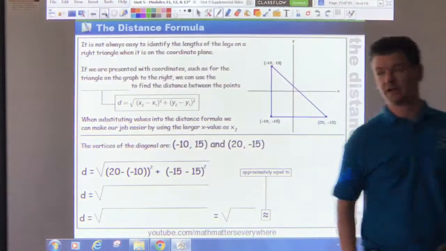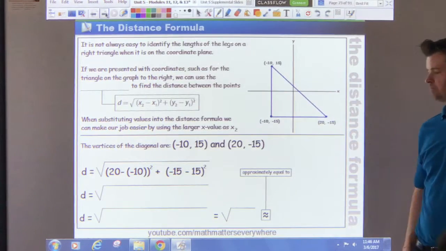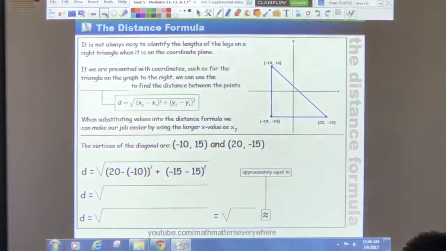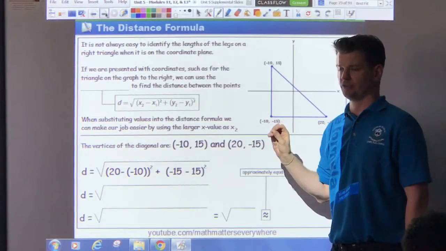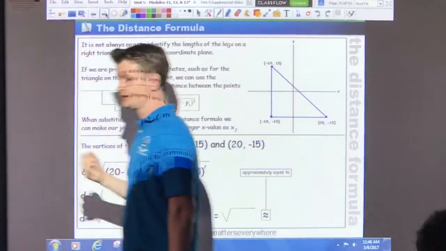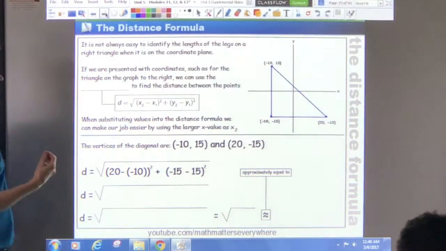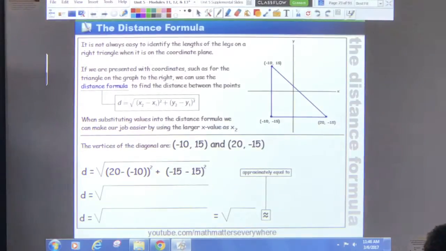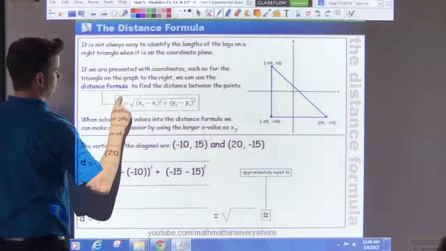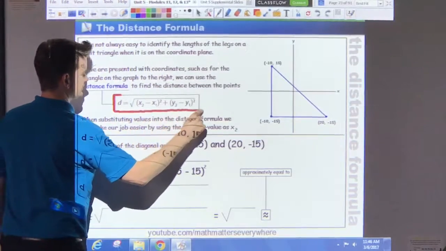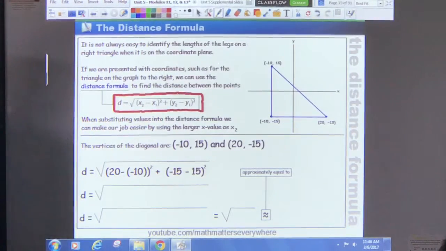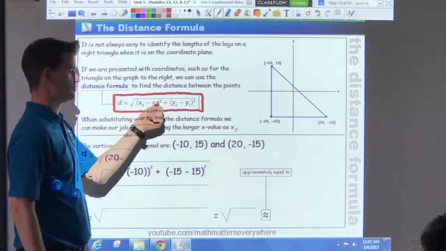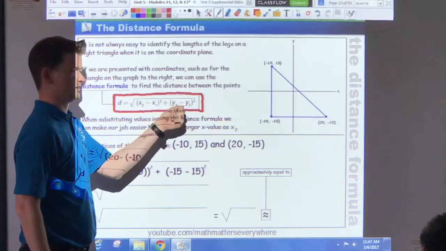It is not always easy to identify the lengths of the legs. If we look at this right triangle here, it's possible to identify the length of the legs, but it's not the easiest prospect in the world. When we have something like this, or later on when we just have 2 coordinate pairs, it's much easier, and sometimes the only way we can solve for the distance is to use something known as the distance formula. The distance formula is what you see in this box right here. It says the distance is equal to the square root of the x-coordinate minus the other x-coordinate squared plus the y-coordinate minus the other y-coordinate squared.